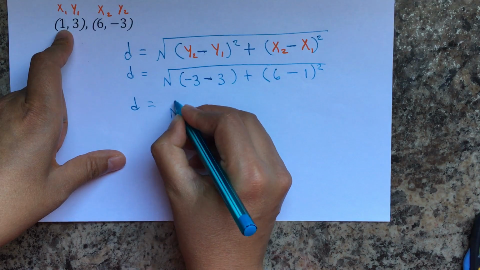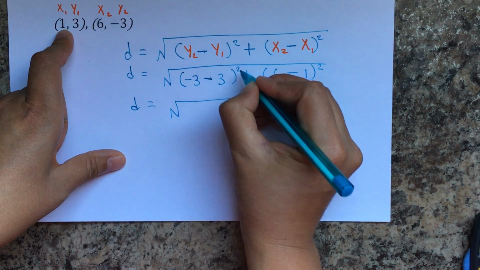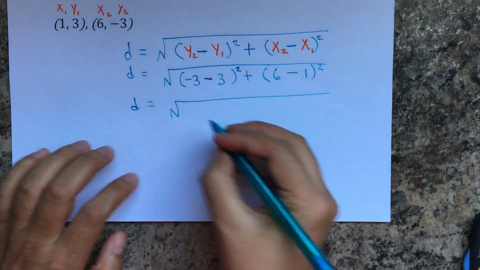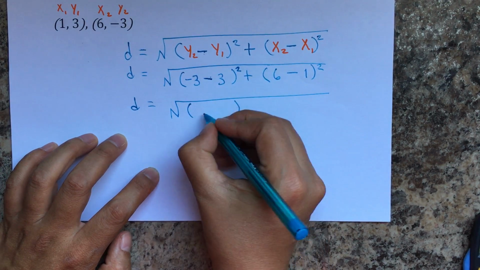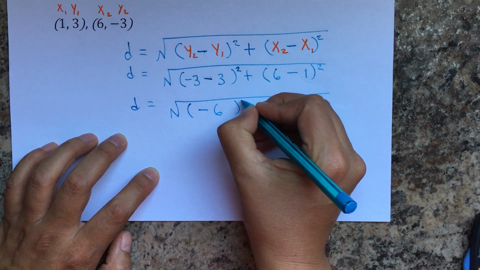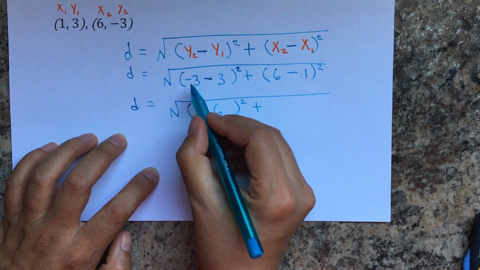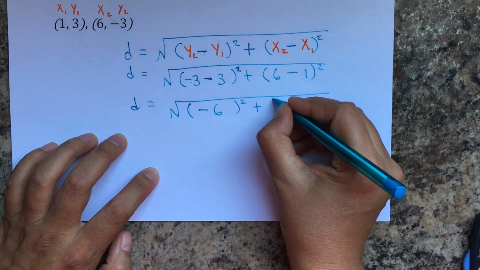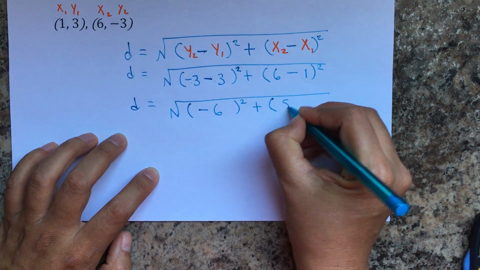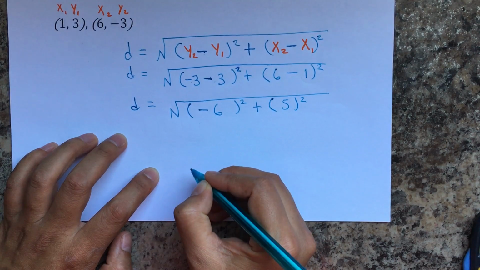Okay, and I just noticed that I am missing the eyelashes on this one. Okay, so -3 minus 3 is -6 squared, plus, remember that if we have two negatives, we add them and keep the sign. 6 minus 1 is 5 squared.